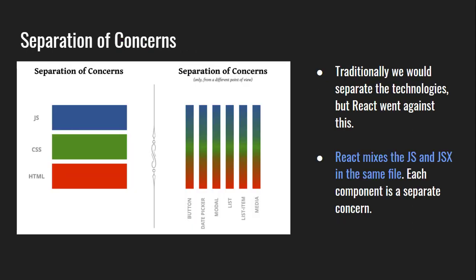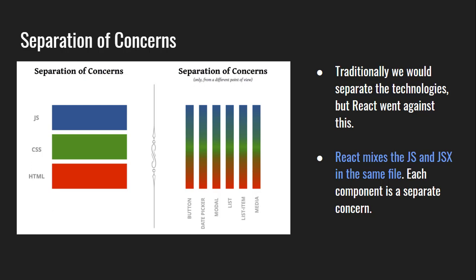Now this is the big deal that people had a problem with. It went against the traditional ways of separating technologies. This is the way I grew up, in a sense. On the left side, this is the way I've learned it for 10 years or more. You have JavaScript, CSS, and your HTML, and they're all separate. The markup is not mixed with the JavaScript code. Even with jQuery, you attach selectors to the HTML and you modify it.